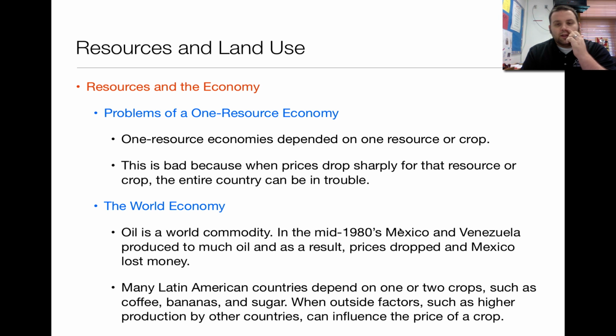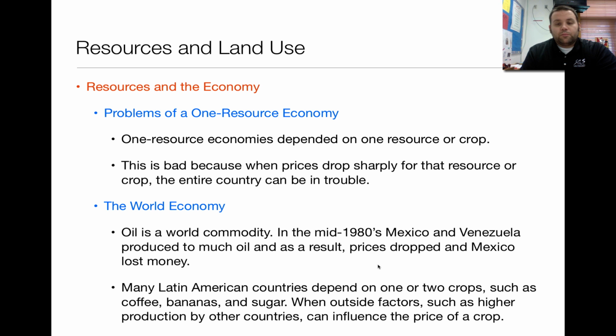So a lot of, when we get more into some of the issues that are troubling these Latin American nations, we'll focus in on that, this issue of a single resource for their economy. All right. So then they start to look to the world economy. Well, what can we do to help so that we can become more worldly, get more money from just a product? Oil is a huge one.